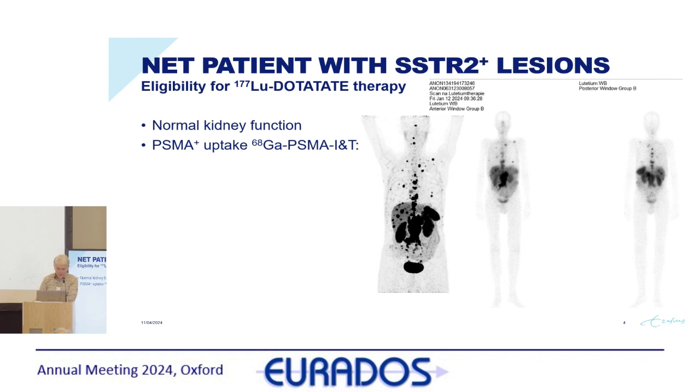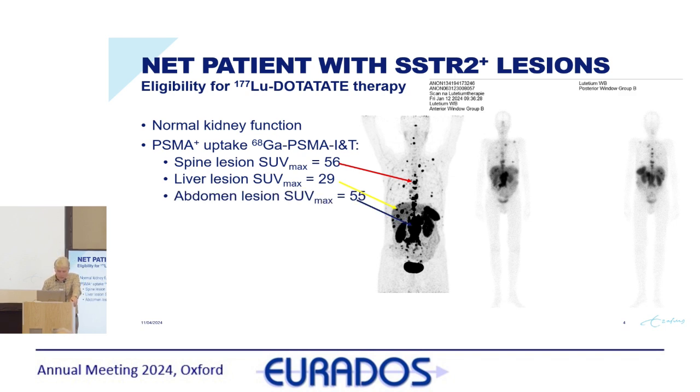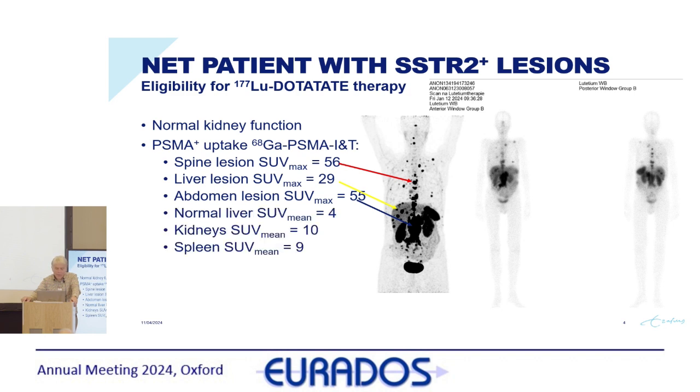We have a patient with various tumors, in the spine and in the liver, and this is measured with gallium dotatate. I'm sorry, I made a mistake, I copied this slide. It indicates high SUV values, so high uptake values, and the uptake in the liver was much lower than in these tumors. So that was a reason to give the therapy.